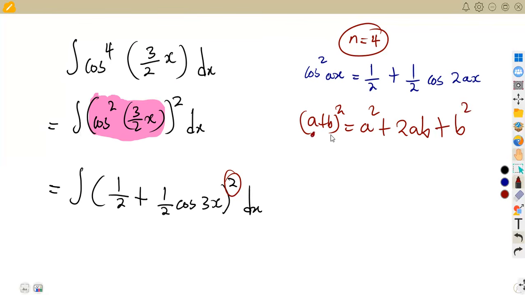That is the first term, the last term. So what does it mean here? It means we're going to have the first term squared. And our first term in this case is what?